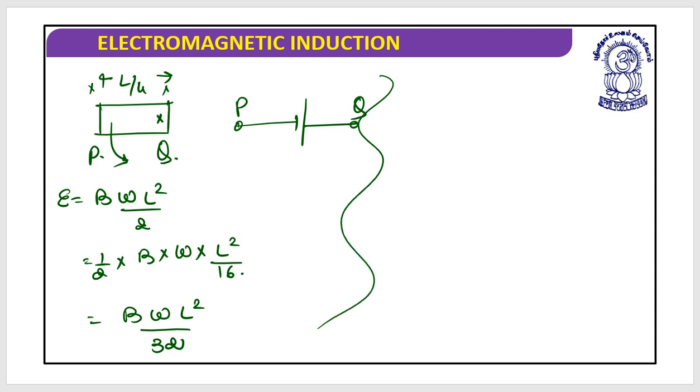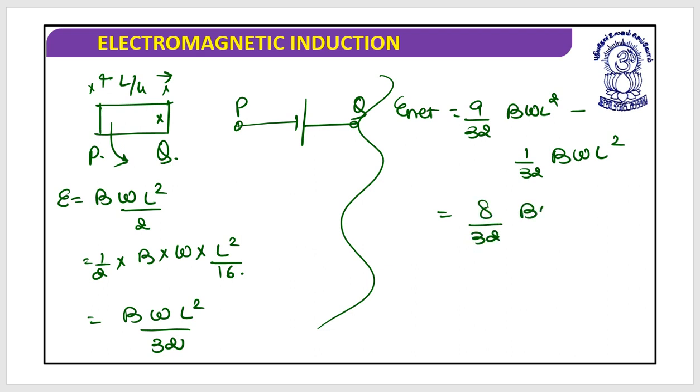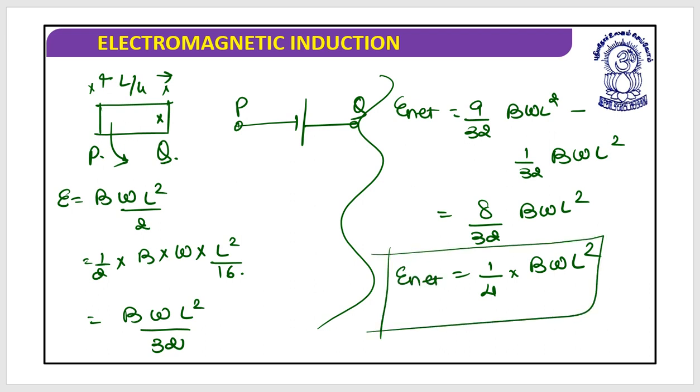So E net would be equal to 9 by 32 B omega L square minus 1 by 32 B omega L square. It's 9 minus 1, this is 8 by 32 B omega L square. This is 8 by 32, 1 by 4. It's 1 by 4 into B omega L square. That's it. This is E net. I hope this is clear.